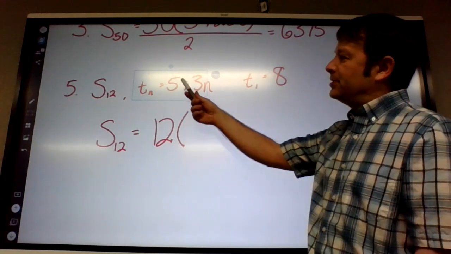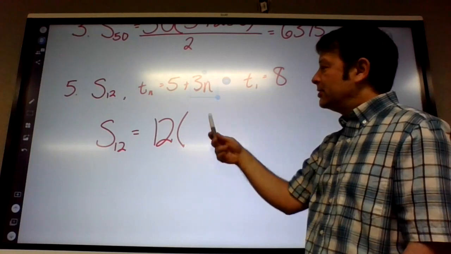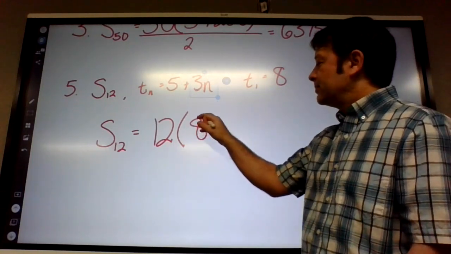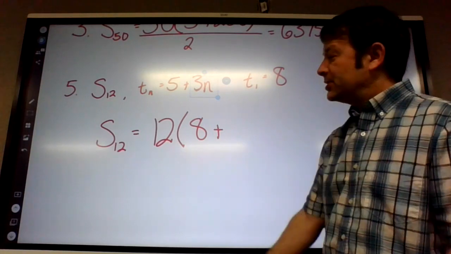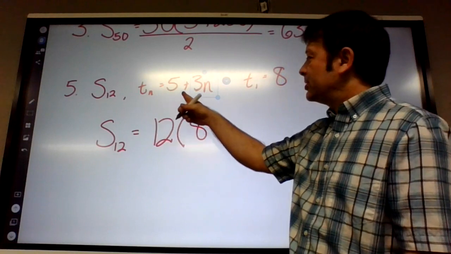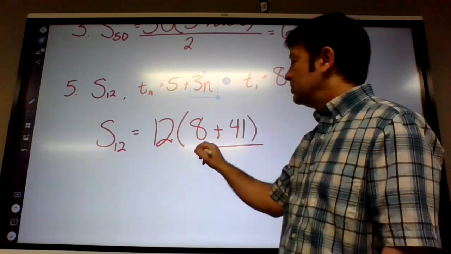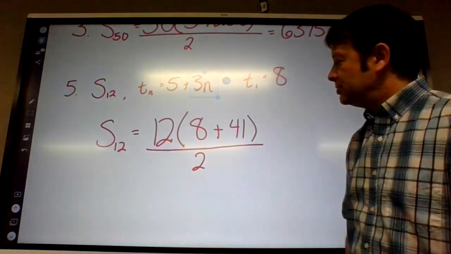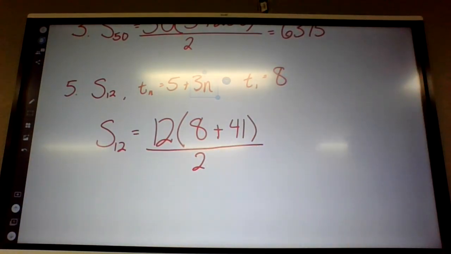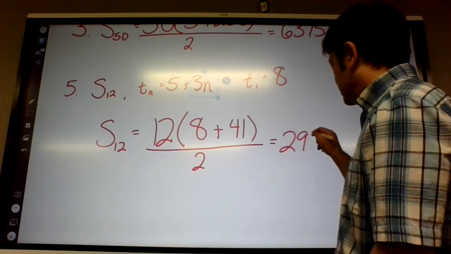So they gave us a little explicit definition up here. So the first term is 5 plus 3 times 1. So 8 is the first term. Plus, what is the last term? 12, the 12th term. So you plug in 12. 5 plus 3 times 12, I believe is 41. It's always over those. 49 times 6 is like 50 times 6. 300 minus 6. 294? Yeah. I still got it.